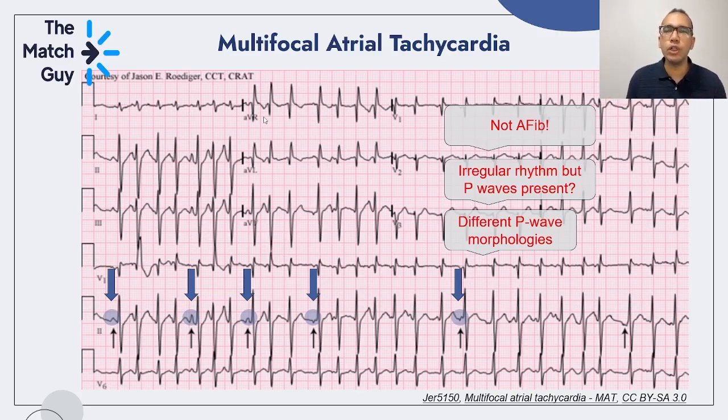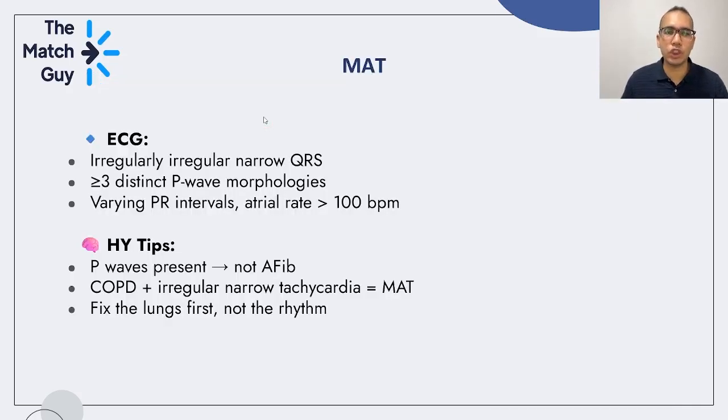Now, what's basically happening here is that instead of one pacemaker in the atria firing the impulses, you have multiple different sites all trying to take control. Each is producing its own P wave with a different shape and PR interval. So the ECG ends up showing, as we just mentioned, irregular rhythm, at least 3 different P wave morphologies, and narrow QRS complexes. Okay, and again, if you see irregular rhythm with visible but variable P waves, think of multifocal atrial tachycardia and not atrial fibrillation.